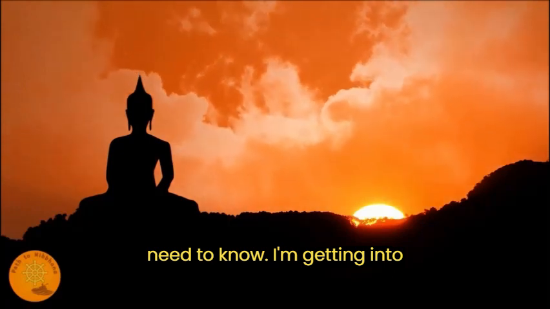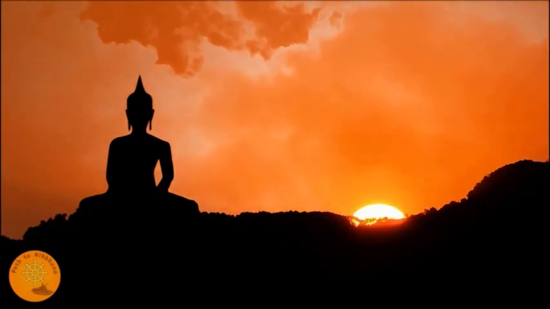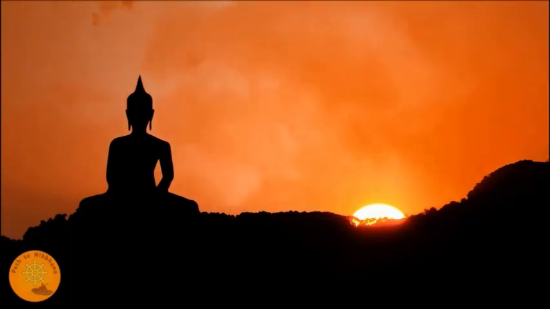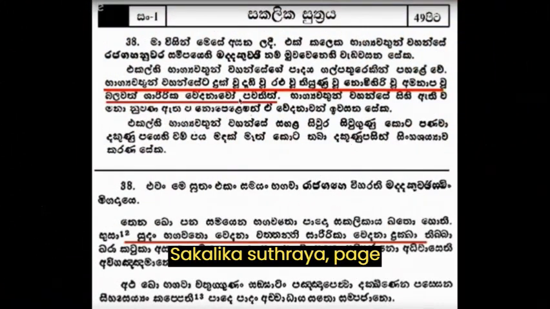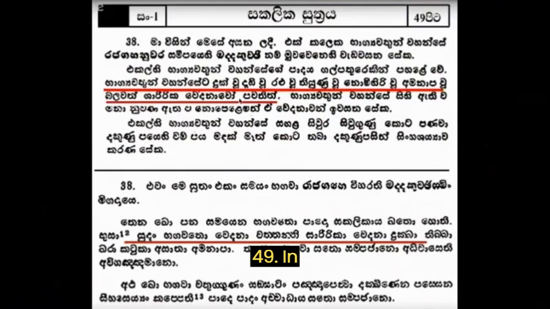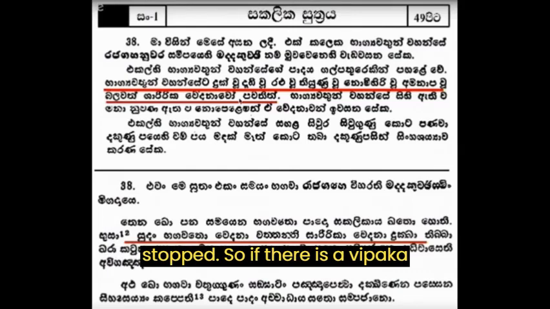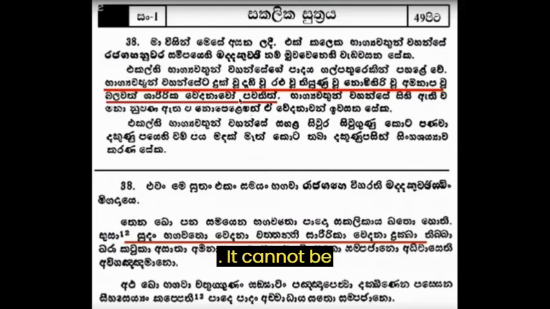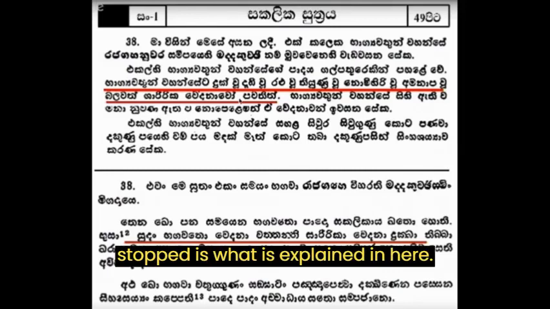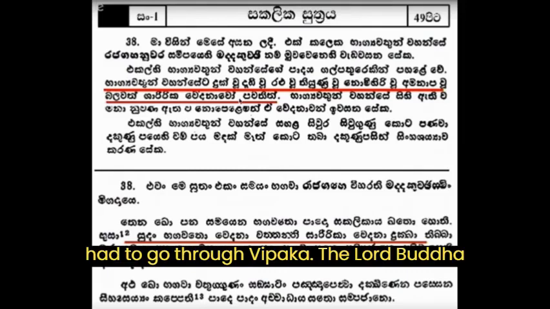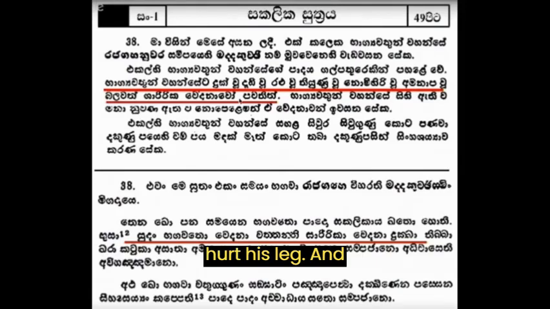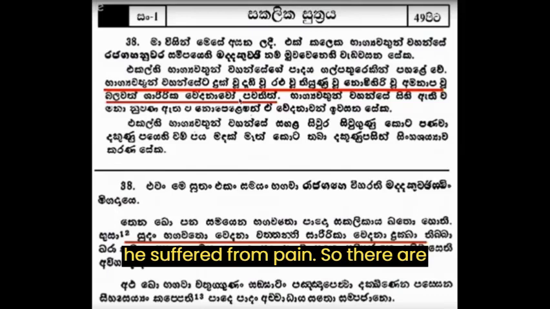I'm coming into the proof from Tripitaka. In Samyukta Nikaya 1, Sakalika Sutra, page 49. In there, they explain about vipaka and they explain that vipaka cannot be stopped. So if there is a vipaka, it cannot be stopped, is what is explained in here. And even Lord Buddha had to go through vipaka. The Lord Buddha hurt his leg and he suffered from pain.